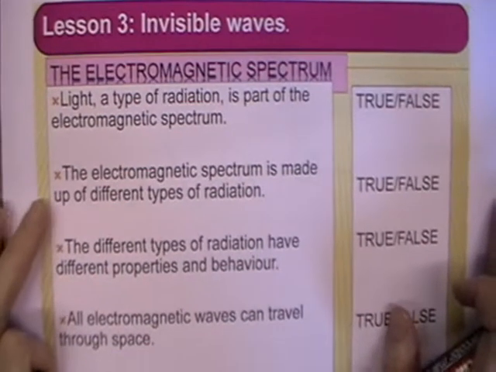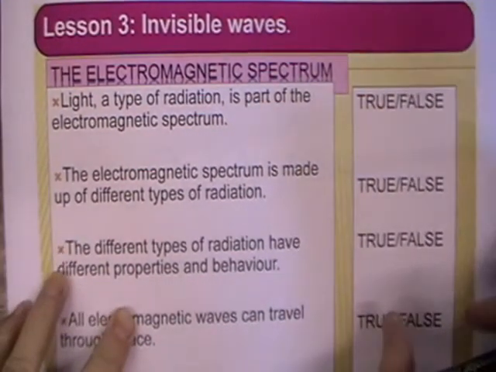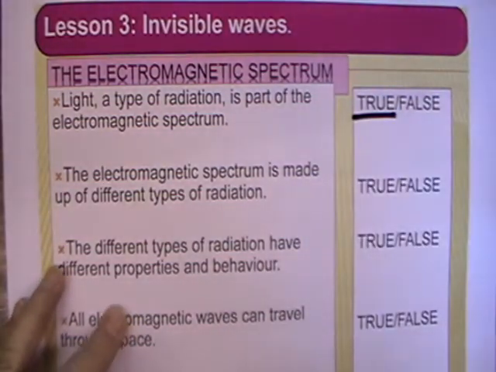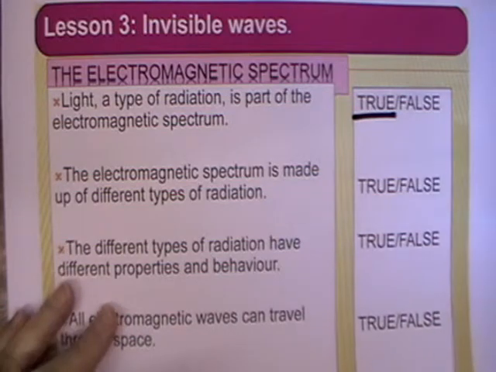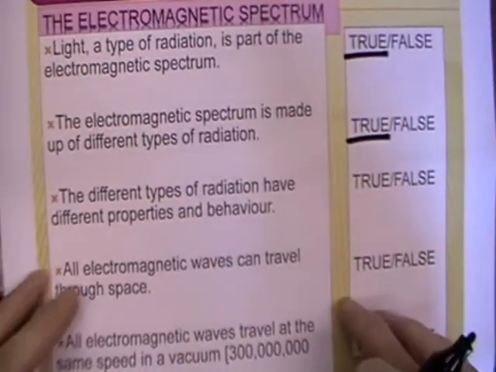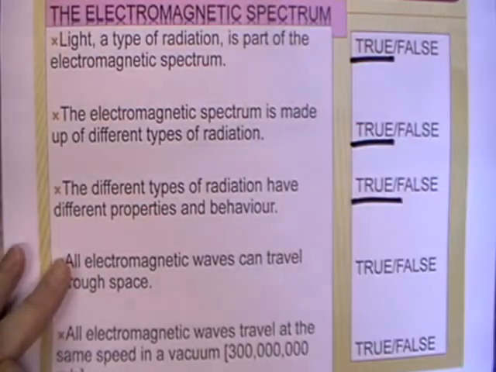So this is the true-false activity. Light is a type of radiation, and it's part of the electromagnetic spectrum. So we know that that is true, so we're going to underline that. The electromagnetic spectrum is made up of different types of radiation. That's also true. The different types of radiation have different properties and behaviour, so we just said that.